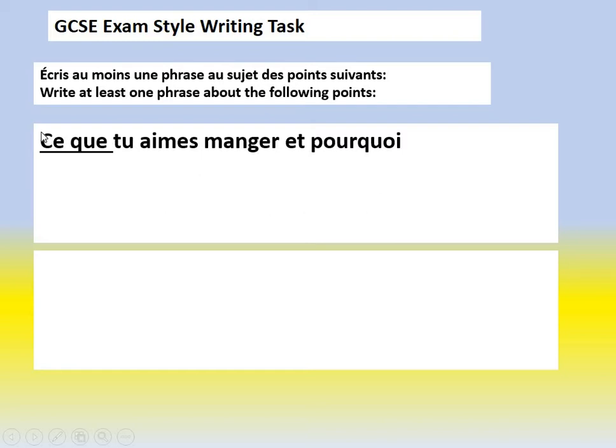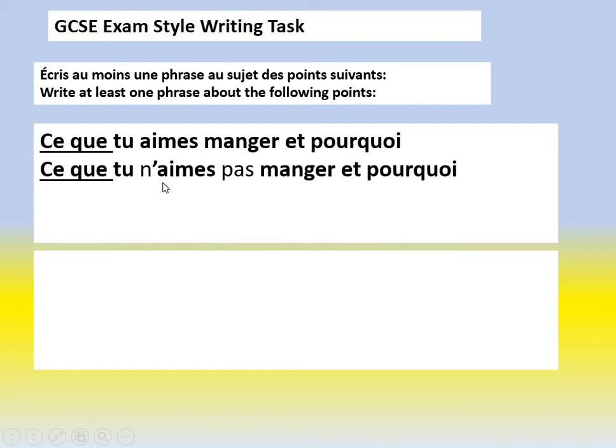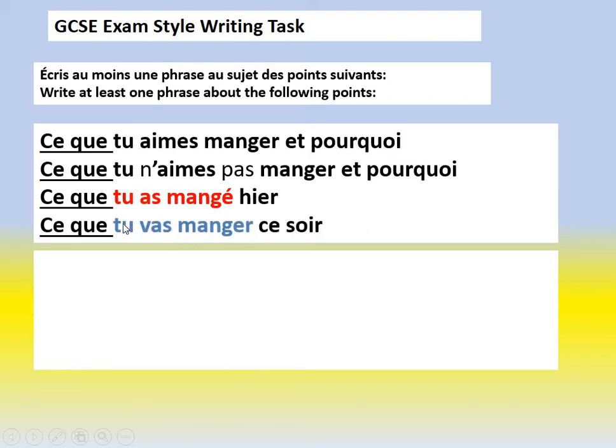We want you to write ce que tu aimes manger et pourquoi. Ce que tu n'aimes pas manger et pourquoi. Ce que tu as mangé hier. Ce que tu vas manger ce soir. Right. I'm hoping that you can figure out more or less what these mean, but I'm going to introduce you to this little phrase here, ce que. It means what.